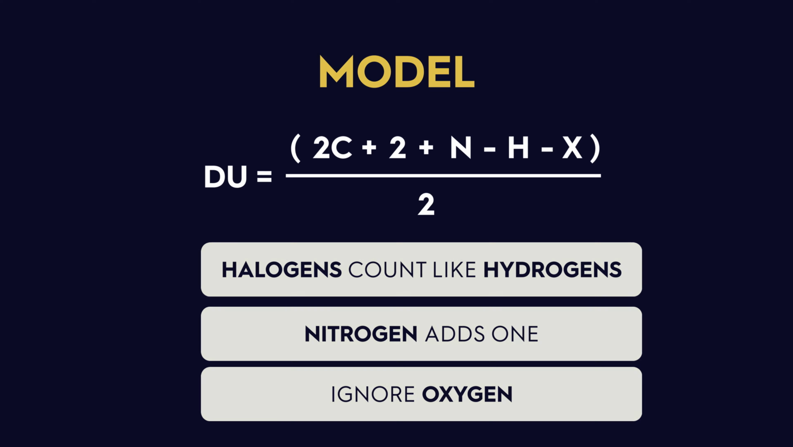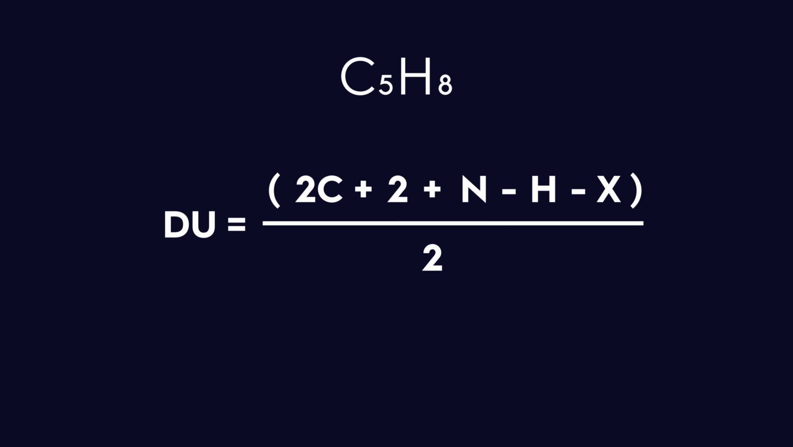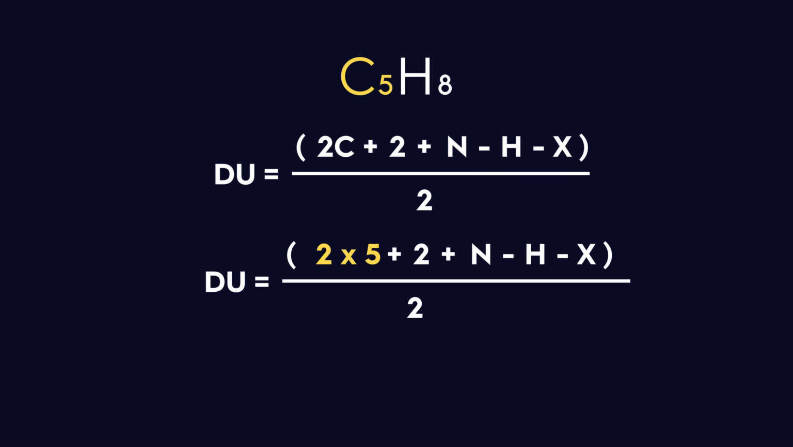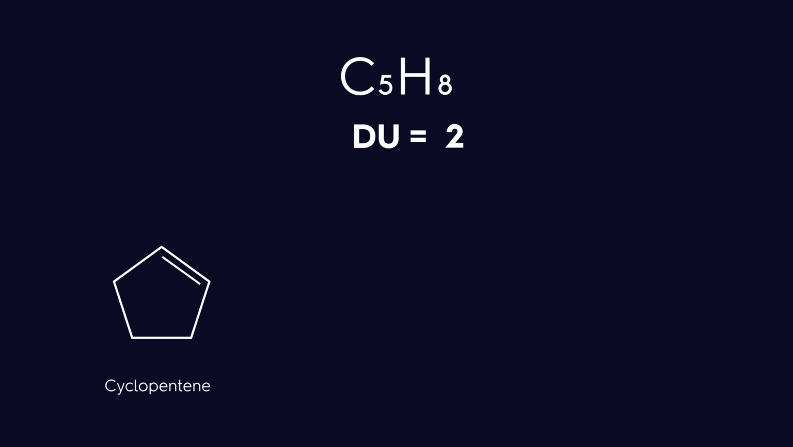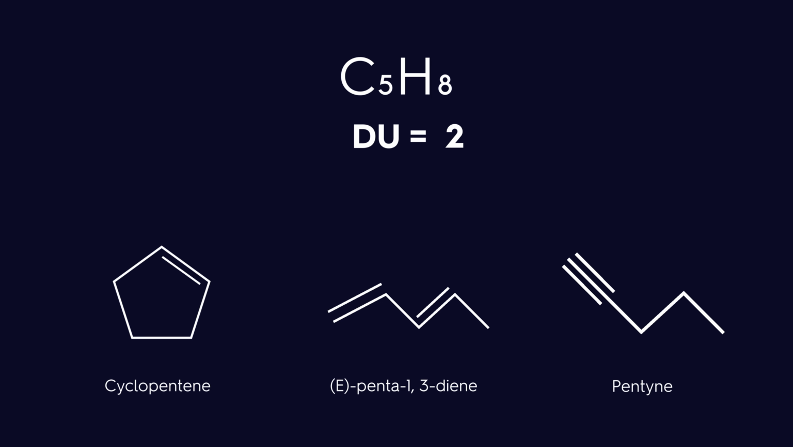Let's try one example. For C5H8, 2 times 5 plus 2 minus 8, all over 2 equals 2. That means 2 degrees of unsaturation. It could be a ring plus 1 double bond, 2 double bonds, or a single triple bond. The count does not pick a single structure.